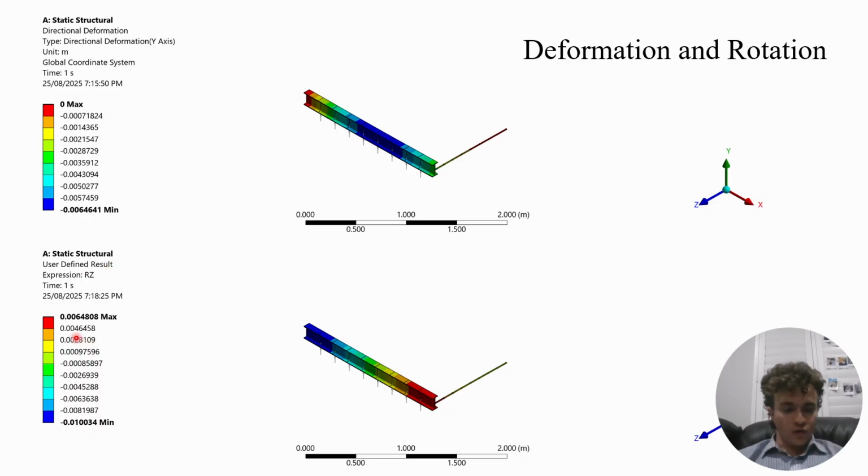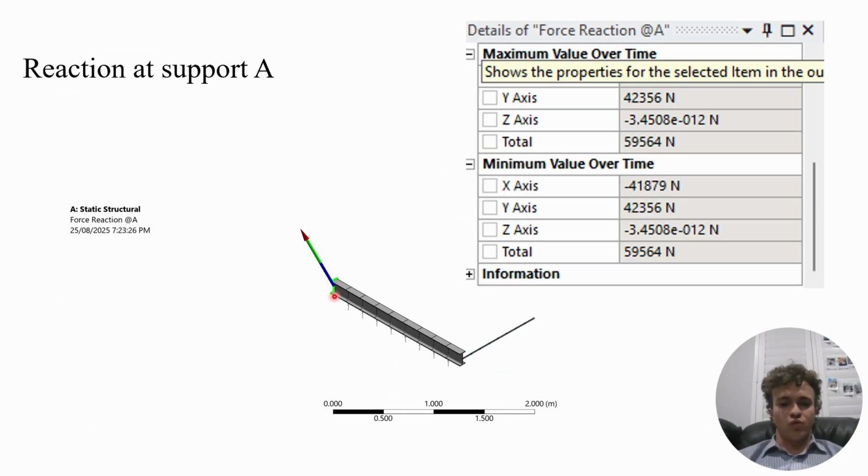As for our rotation, we got a maximum rotation around point B, and it looks to be about 4.6 millimeters. Whilst our minimum, which happens at A, we got a massive number, around 10 millimeters, so quite a lot of rotation around A. So for the reaction at support A, we got around 59 kilonewtons. You could also find the direction because we've got X, Y, Z coordinate components. You could calculate the exact direction, but just for simplicity, the reaction is 59 kilonewtons.